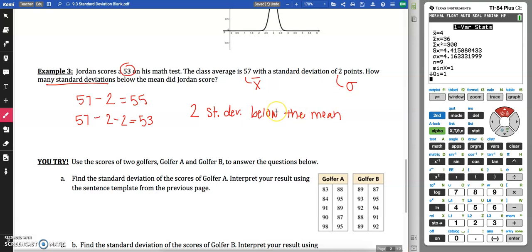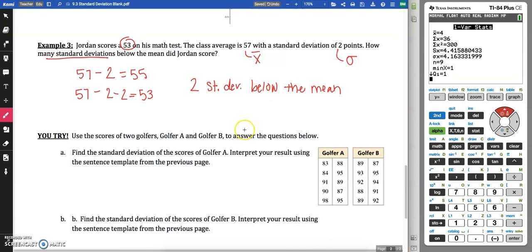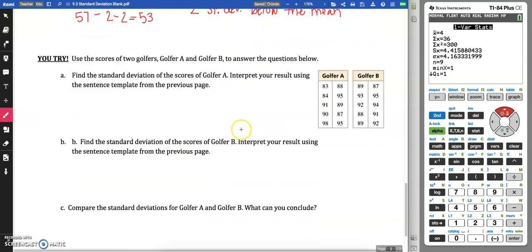Okay. All right, so the last one, I want you guys to try it. You're going to calculate a couple standard deviations, and then you're going to compare those.